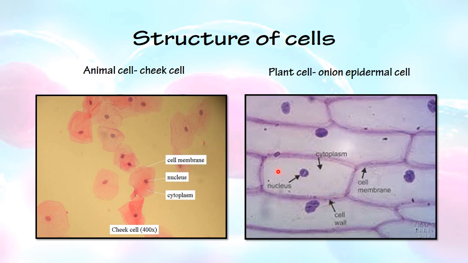If you observe, you will see rectangular shaped cells lined up like this. Here, this dark spot in the middle of the cells is called the nucleus, and there is cytoplasm. Likewise, this is not like in the animal cells. These plant cells have dark borders, which are called cell walls, and cell membranes.